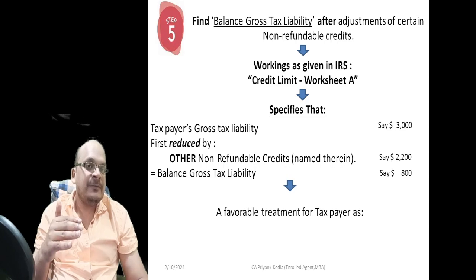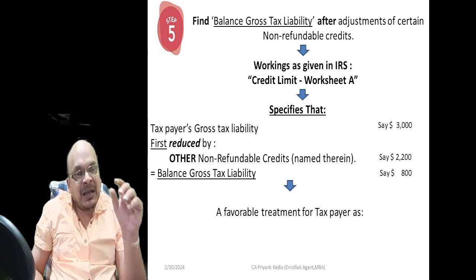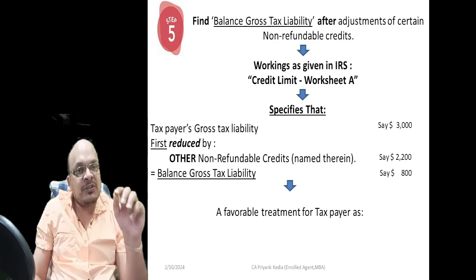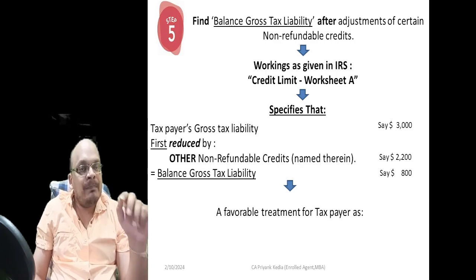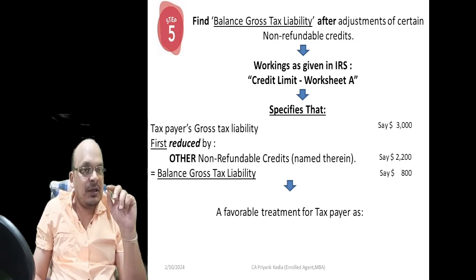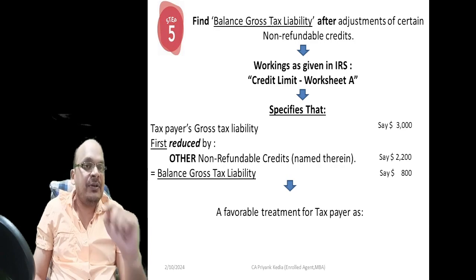Now, let's say, in our example, which we just did in the previous slide, the balance child tax credit after phase out available to the taxpayer was $2,000. Now you can see when you compare this non-refundable child tax credit of $2,000, it is more than $800.